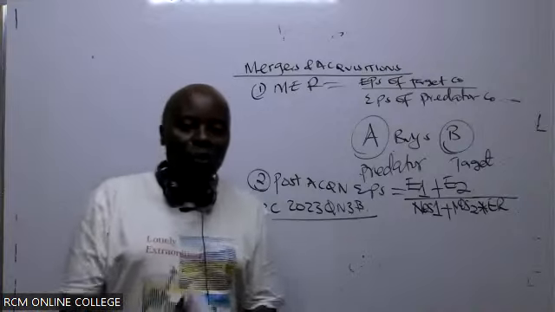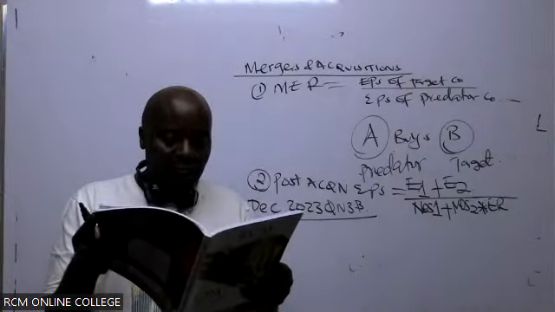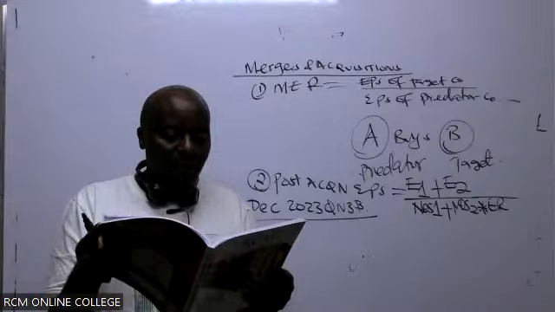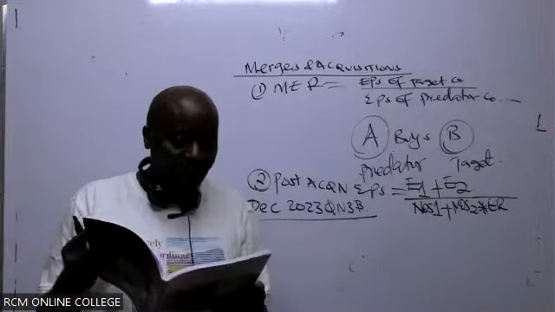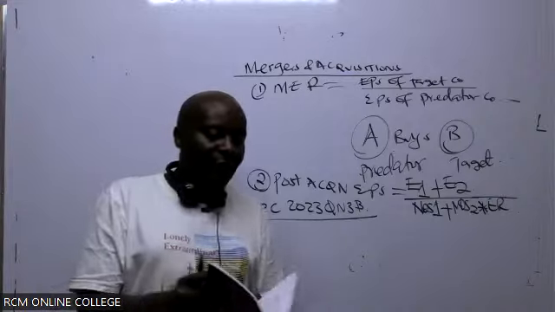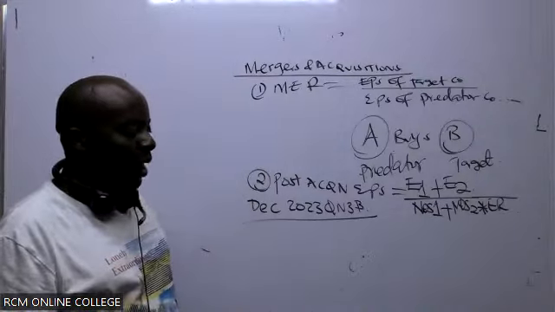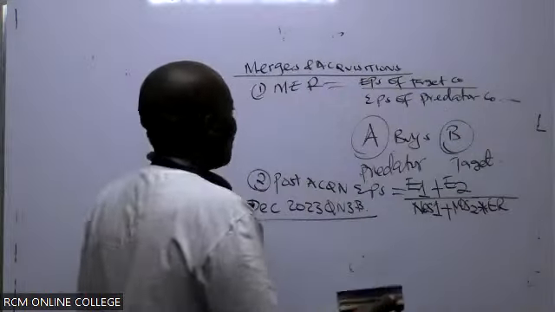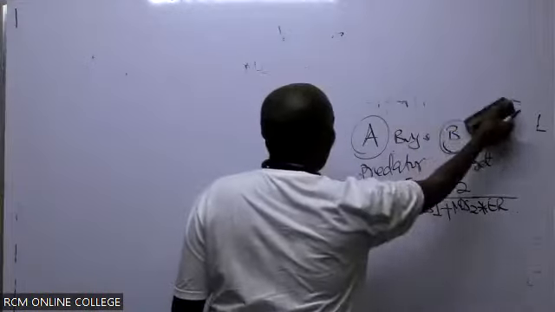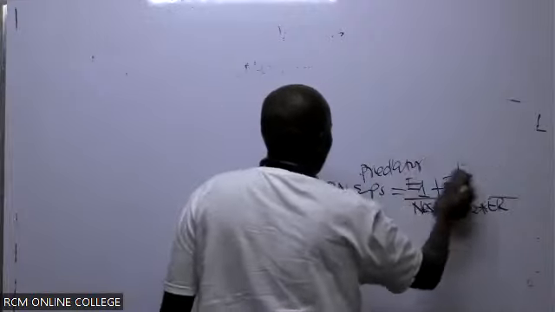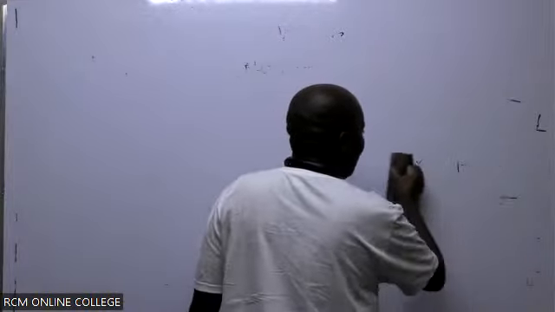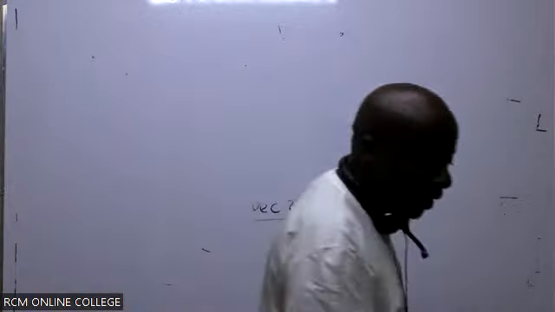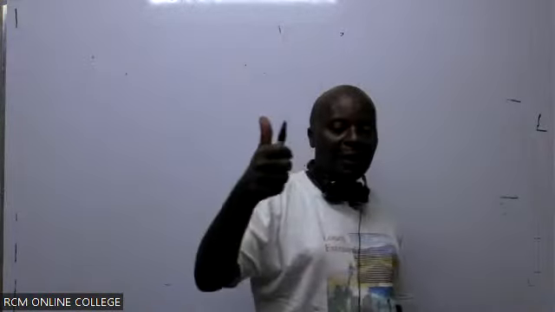December 2023, question number 3B. For those of you who have got these books, we're looking at page number 100. Kubwa Limited. The question itself is known as Kubwa Limited.